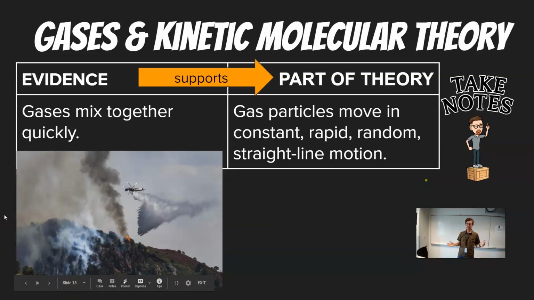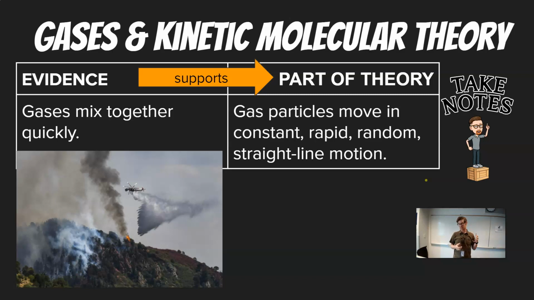Okay, third part is that gases mix together pretty quickly, right? You can see that, for example, in a wildfire. You see the smoke coming up, and then it doesn't take very long for the smoke to spread out, and you can no longer see exactly where the smoke plume is, but you just see a general haze in the sky. Because gases mix together fairly quickly.